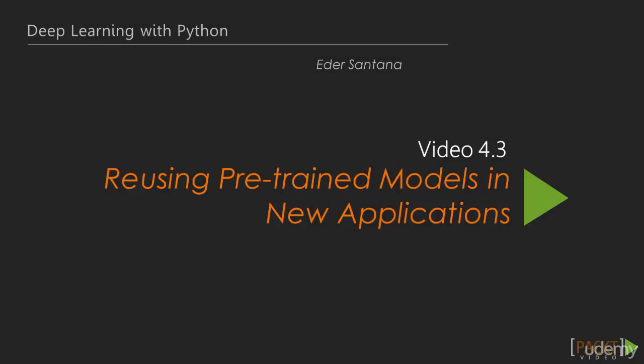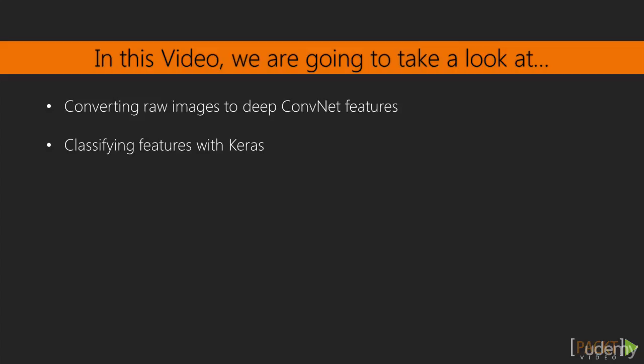And welcome to video 3 of section 4, Reusing Pre-trained Models in New Applications. In the previous video, we talked about reusing previously trained models as an alternative to training a whole model from scratch. In this video, we will see how to convert raw images to feature matrices, and we will train a Keras model to classify these features.